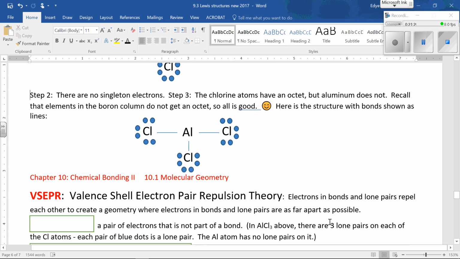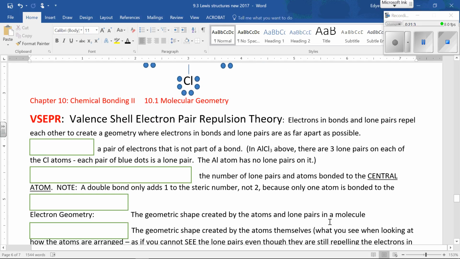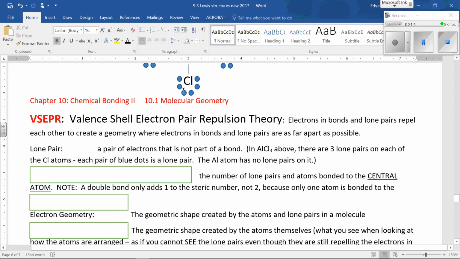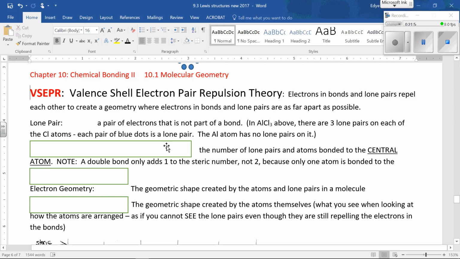Okay, now we've learned Lewis structures. You'll need lots of practice. You'll get lots of practice. Valence shell electron pair repulsion theory. This is to figure out what the geometry is of the molecules. So we have some definitions. The lone pair, we've been talking about those. This is a lone pair right here. This is a lone pair right here. This is a lone pair right here. Those are pairs of electrons that are not part of bonds.